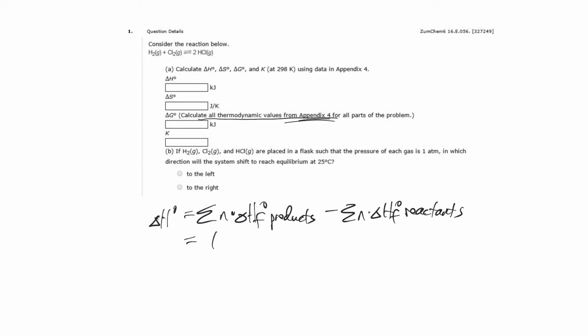It's not as much work as it seems. We only need to look up hydrochloric acid, at least for the heat of formation. It's negative 92. And for the diatomic molecules, without even having to look them up, you know that they're 0. So that's negative 184 kilojoules.